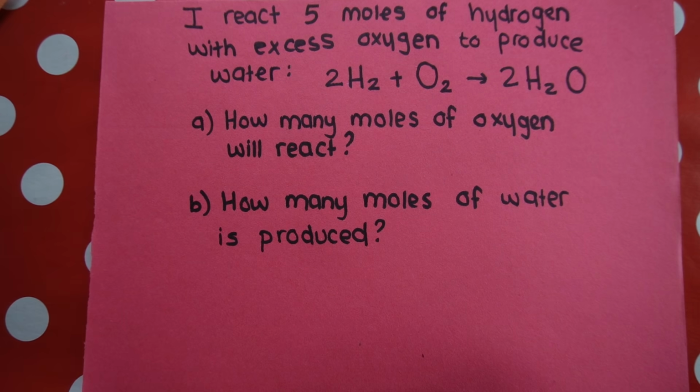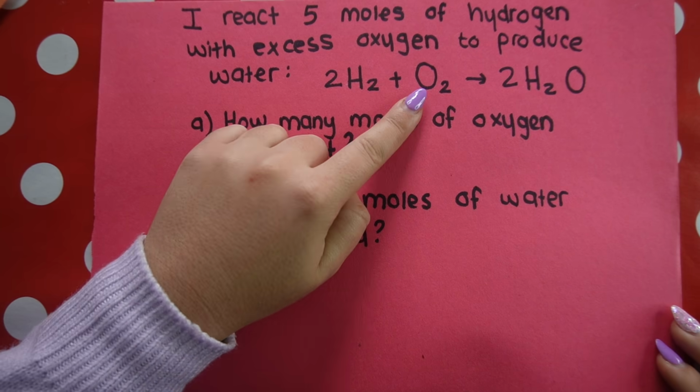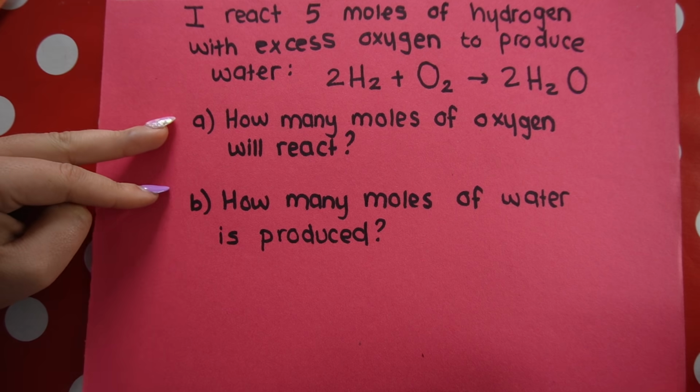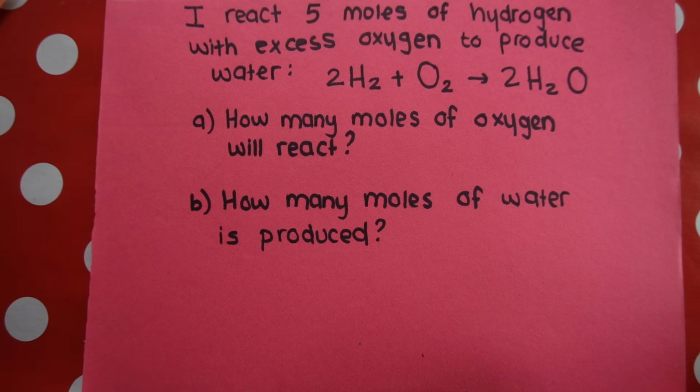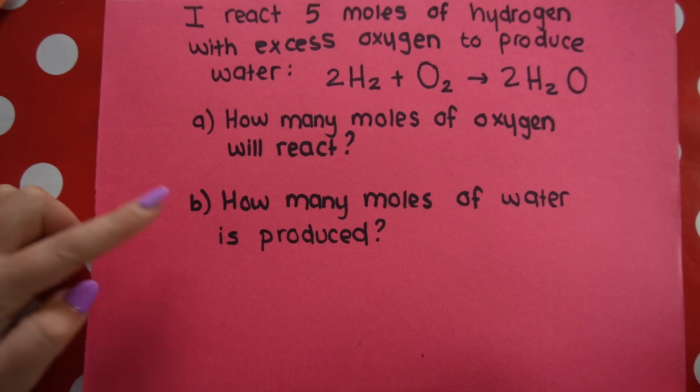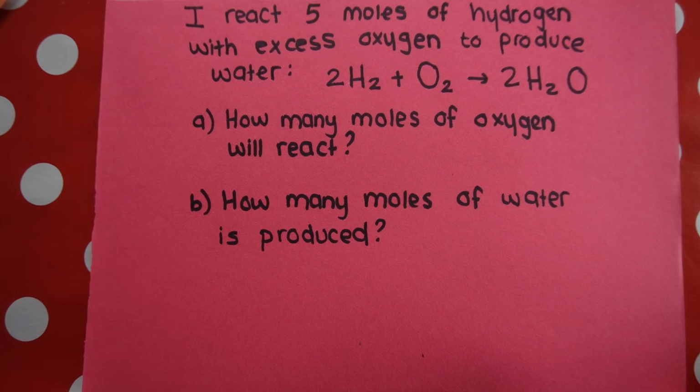Let's try another example. So in this example, I say I react 5 moles of hydrogen with excess oxygen to produce water. And I give you a balanced chemical equation. If it's not balanced, you have to balance it first. And over here, I'm asking you 2 separate questions. Let's tackle each one separately because obviously you have to use 2 different mole ratios in order to get these 2 different answers. Let's do A first. How many moles of oxygen will react?